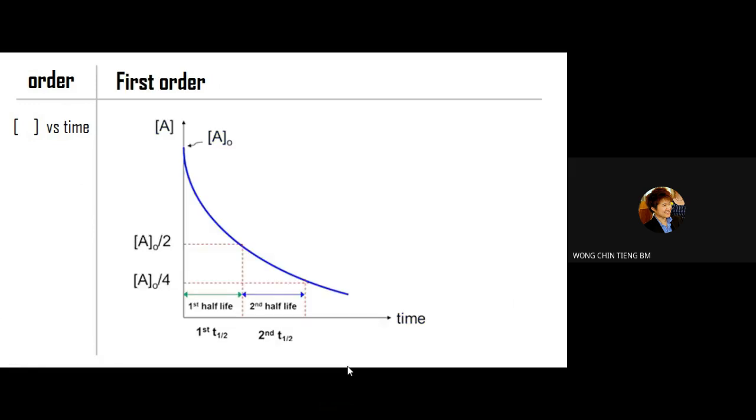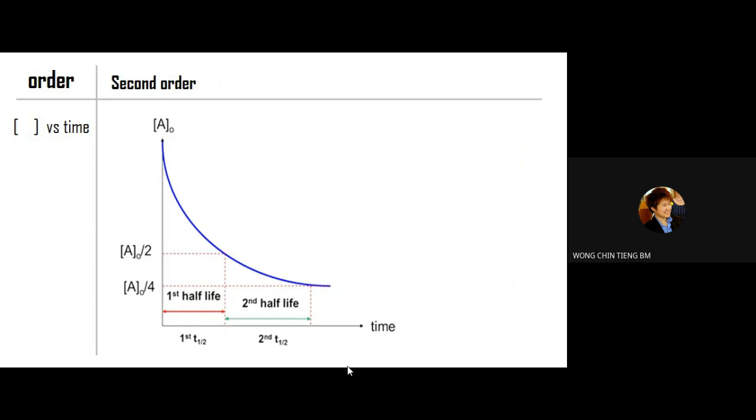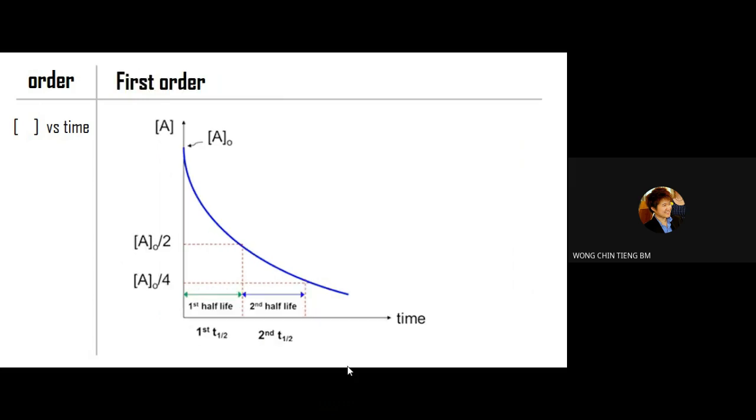Betul? I can point. Kita tengok first order. First order, curve. Concentration versus time. Second order, pun curve. Sama juga, concentration versus time. Curve juga. Apa yang beza? Half-life. So, kalau plot graph concentration versus time, dua-dua dapat curve. And how to determine the order? One step ahead. You need to plot the first half-life, second half-life. How to plot the first half-life?